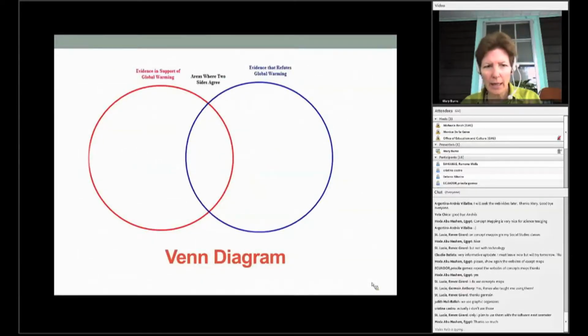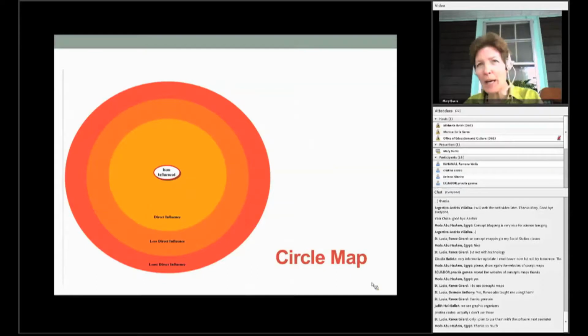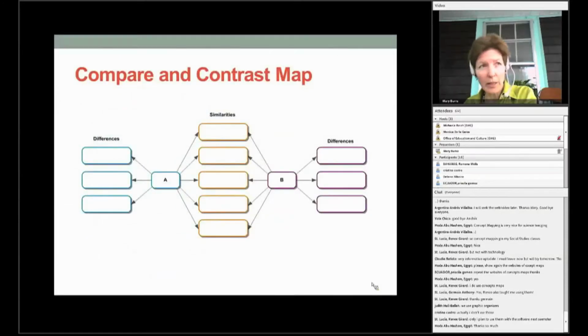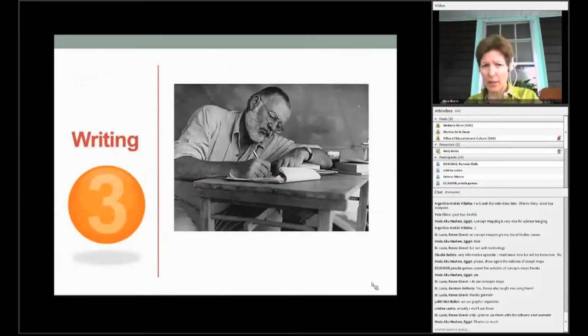So again, just quickly, this is one kind of concept map, a Venn diagram, and it's only good really for one thing. A circle map is another type of concept map, and it too is good for one particular way of thinking, looking at the relationship of influences on something. A compare and contrast map, again, is another kind of concept map, and it's also useful for a certain way of thinking. So to me, what's really important, it's not the cool websites like Bubbl.us and MindMeister, it's not the technology, it's understanding what kind of concept maps help students think in what kinds of ways.